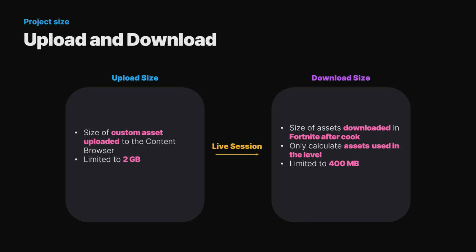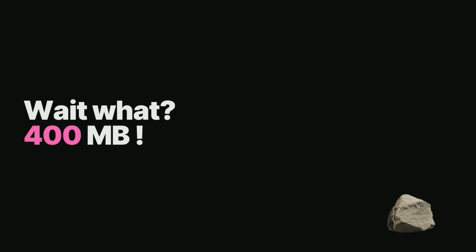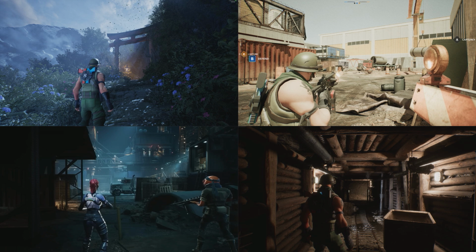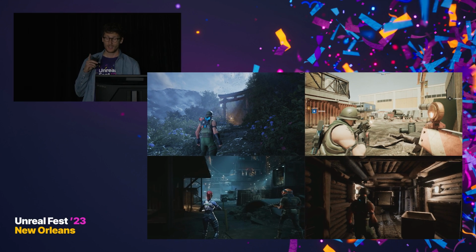On the contrary, the download size only calculates assets used in the level, and it is limited to only 400 megabytes. For those realizing that this tiny Megascans rock here in the corner could fill half the 400 megabytes of download size, you are absolutely right. And it might sound terrifying when you come from UE5 and the beauty of Nanite. But remember, all these experiences have been created with the UEFN restriction of 400 megabytes. And just so you know, a Nintendo 64 game was created with a maximum of 64 megabytes. So we got tons of room.